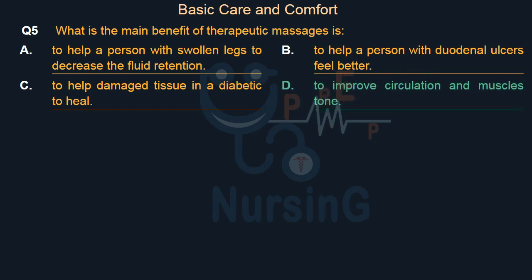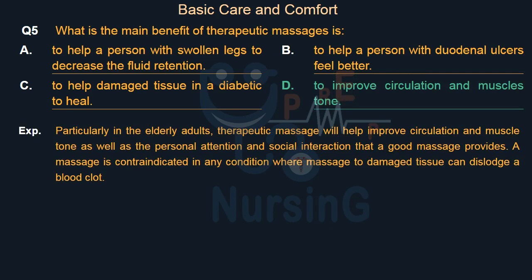To improve circulation and muscle tone. Particularly in elderly adults, therapeutic massage will help improve circulation and muscle tone as well as provide the personal attention and social interaction that a good massage offers. A massage is contraindicated in any condition where massage to damaged tissue can dislodge a blood clot.